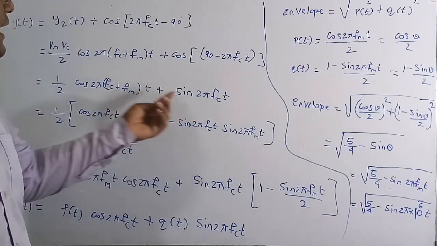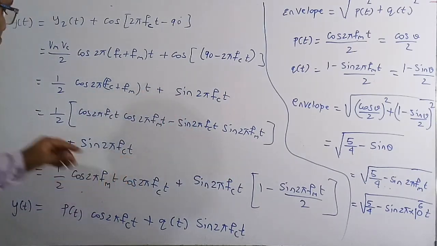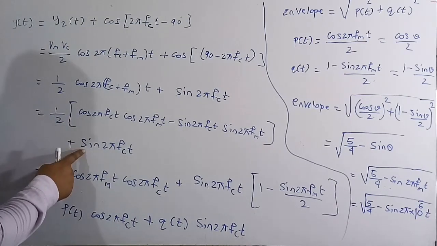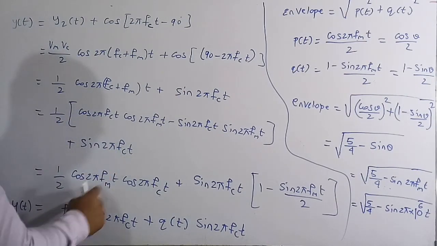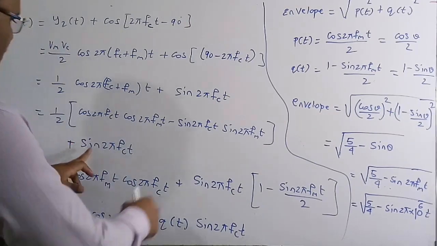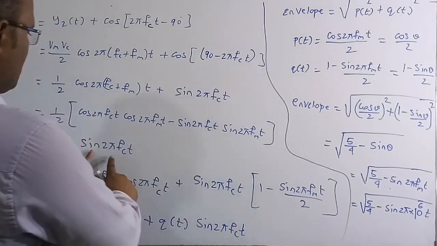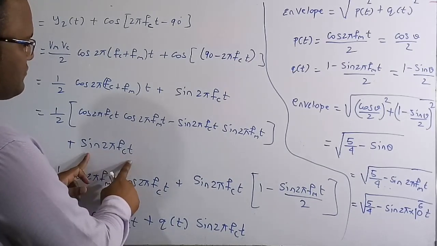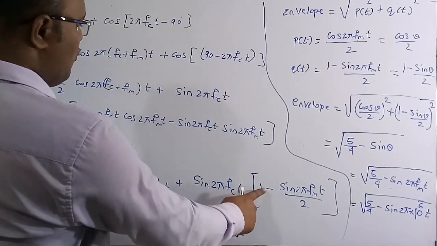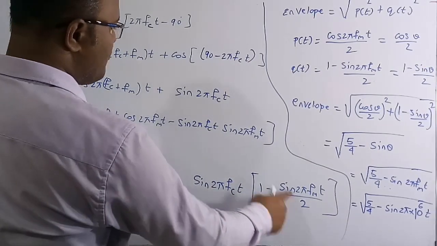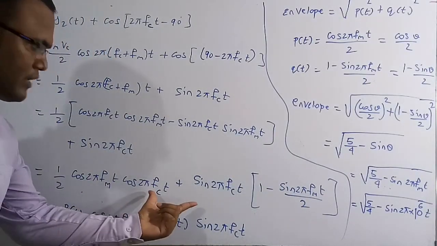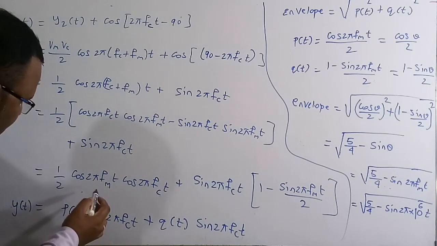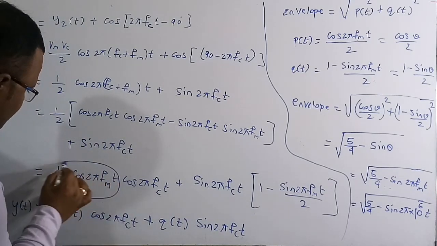I have explained this one, and plus sin 2 pi fct. So now I am going to rearrange like this, taking the half inside, so half of cos 2 pi fmt into cos fct. From these two terms, I am going to take sin 2 pi fct as common. So here it is 1 minus half of sin 2 pi fmt, just doing the rearrangement in this manner. Let me assume all this as p of t.